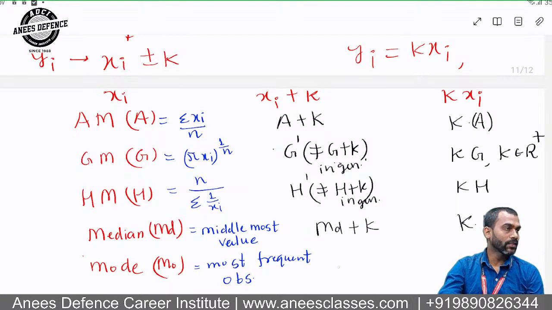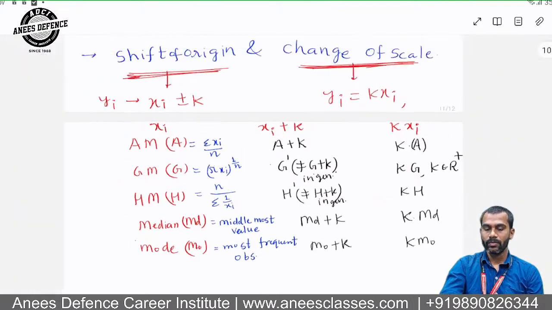Similarly for mode as well. Mode is nothing but the most frequent observation. So if you multiply each and every observation by k, the most frequent observation will also be multiplied by k. So can I write k into Mo? And here also Mo plus k. So this is the table that you need to remember.